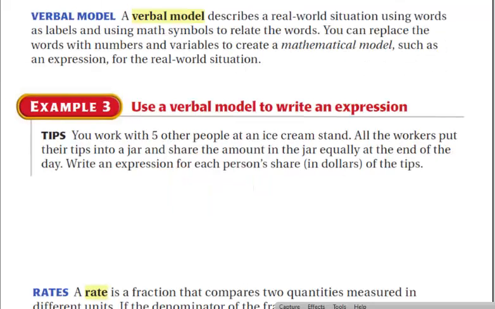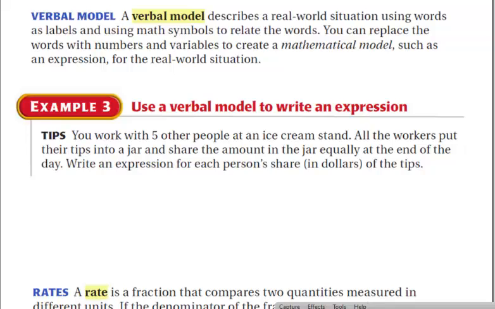In the second page, let's start with verbal model. A verbal model describes a real-world situation using words as labels and using math symbols to relate the words. You can replace the words with numbers and variables to create a mathematical model, such as an expression for the real-world situation. Here's the example. You work with 5 other people at an ice cream stand. All the workers put their tips into a jar and share the amount in the jar equally at the end of the day. Write an expression for each person's share in dollars of tips.